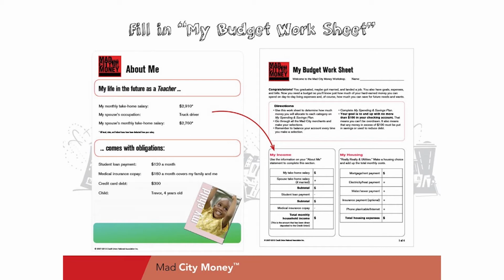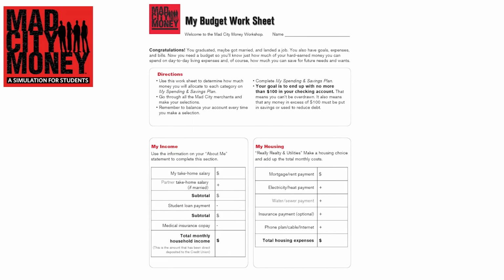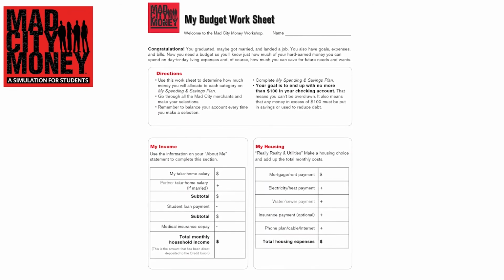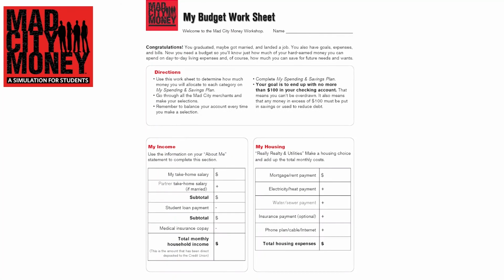Each occupation comes with obligations. Some have student loan payments, medical insurance, credit card debt, and some of you may have children. The next thing you're going to do is get your My Budget worksheet, and the directions for this are: use this worksheet to determine how much money you will allocate to each category on My Spending and Savings Plan.